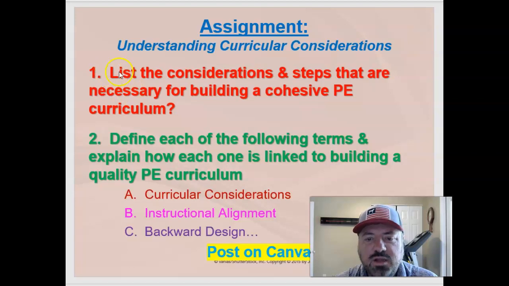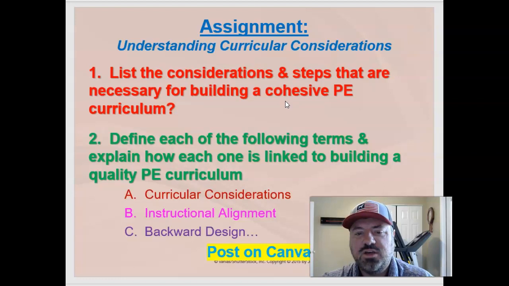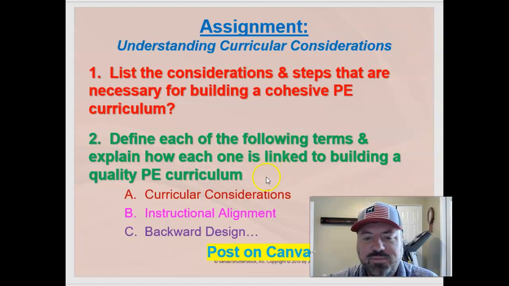Number 1, list the considerations and steps that are necessary for building a cohesive PE curriculum. And then number 2, I want you to define and explain how each one of these is linked to quality PE. So under 2, you'll have an A, B, and C. This should take multiple sentences, probably closer to a paragraph, to explain each one of these.